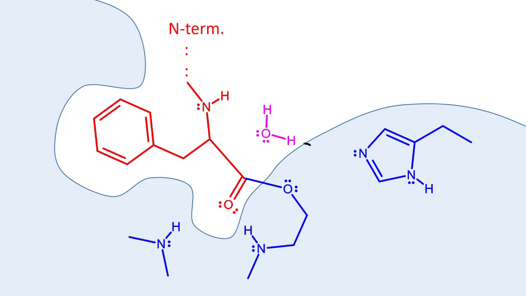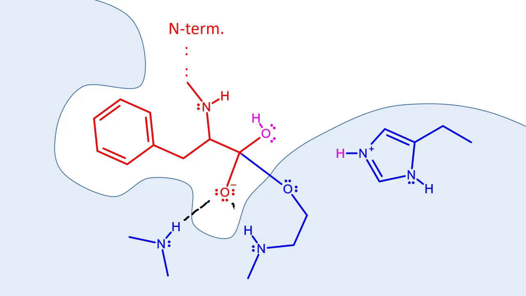The oxygen in water attacks the carbonyl carbon of the intermediate, aided by histidine deprotonating water, making it a better nucleophile. The resulting tetrahedral intermediate carries a negative charge on the oxygen, stabilized by hydrogen bonds in the oxyanion pocket.